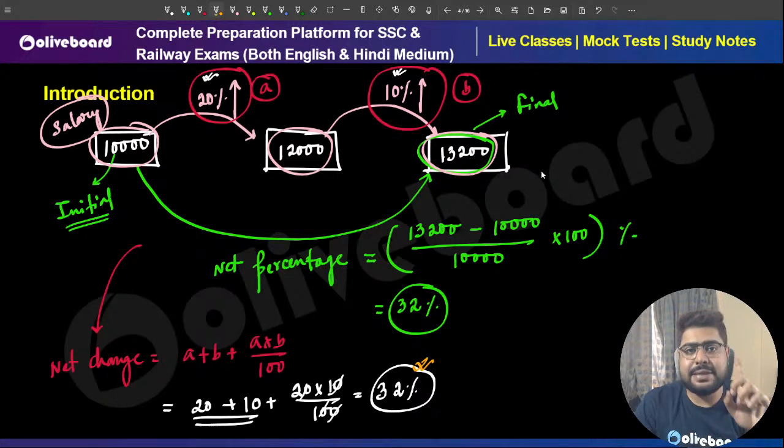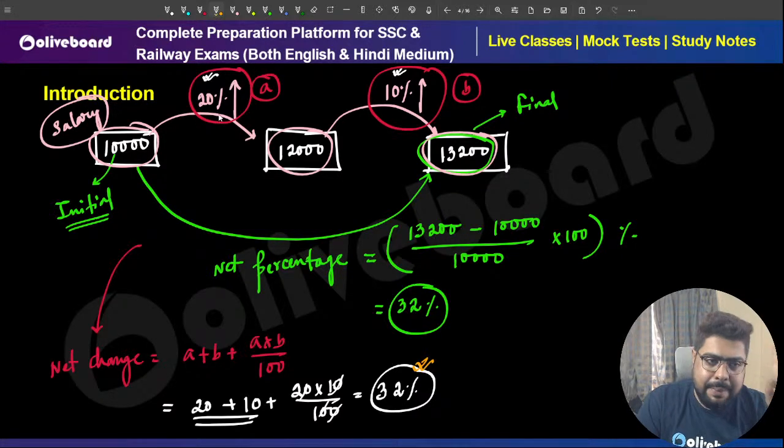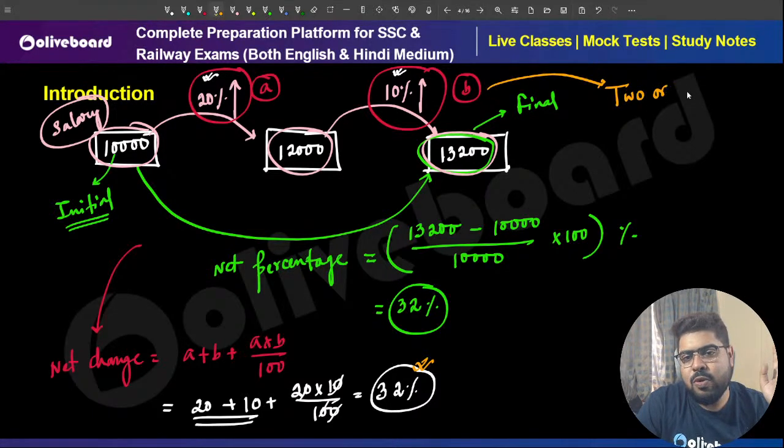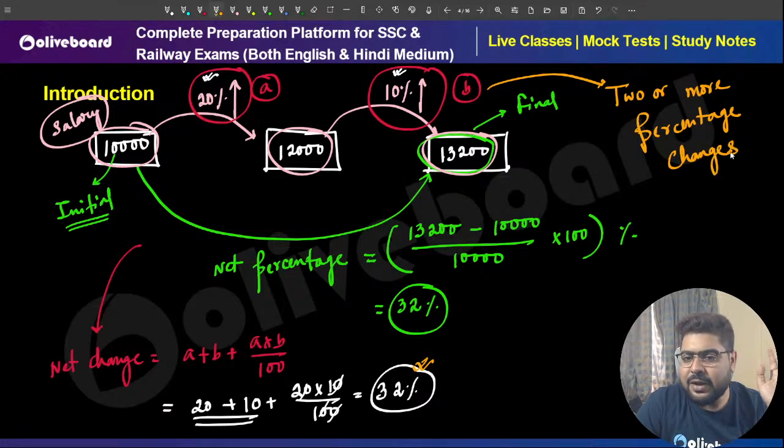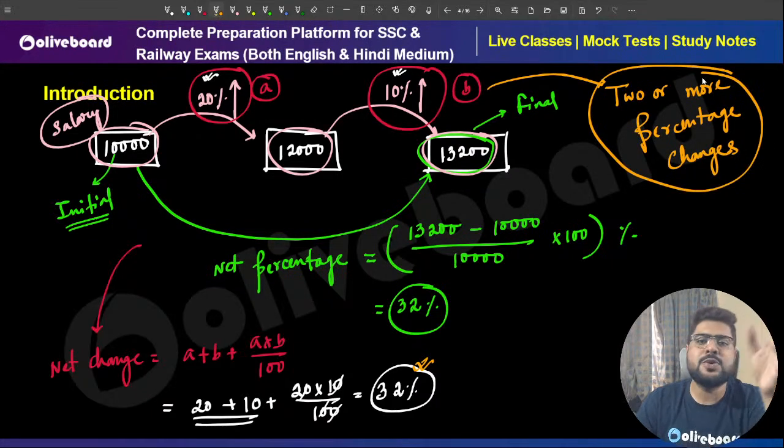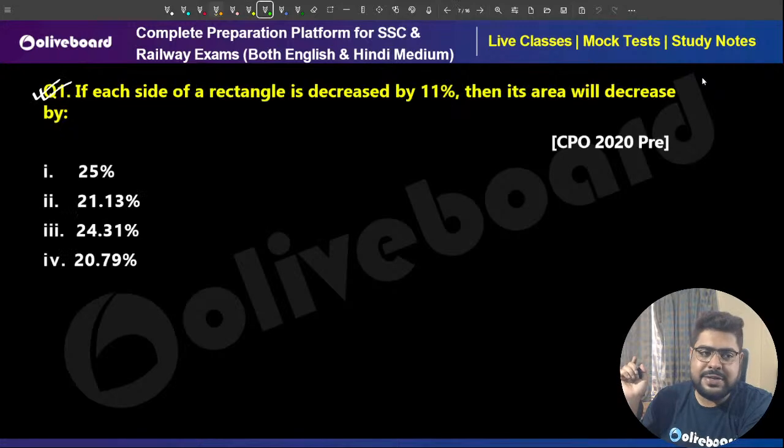But please understand, AB theorem is only applicable if there are two or more percentage changes, that is, successive ones. Now, how to apply this particular concept in mensuration? I'll show you two methods: one using AB theorem, another without using AB theorem. Let's do this question first.